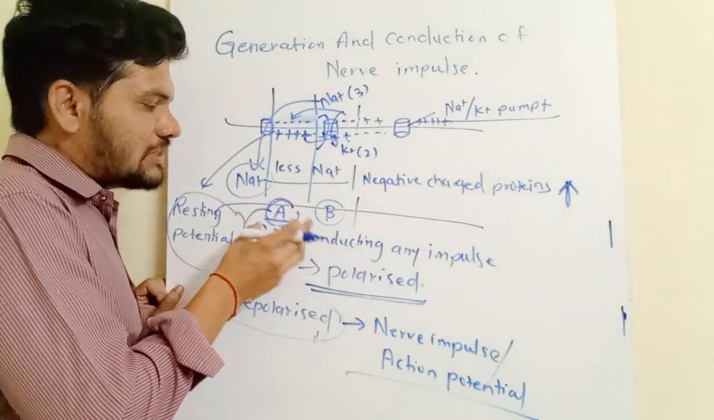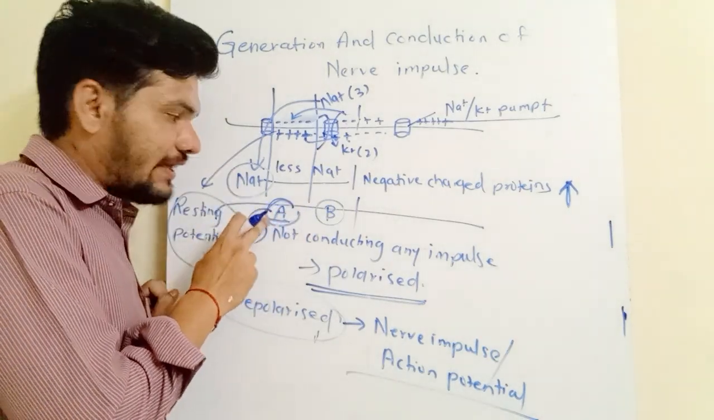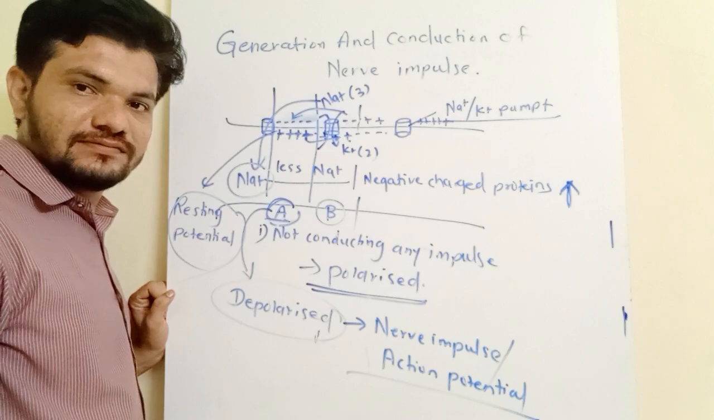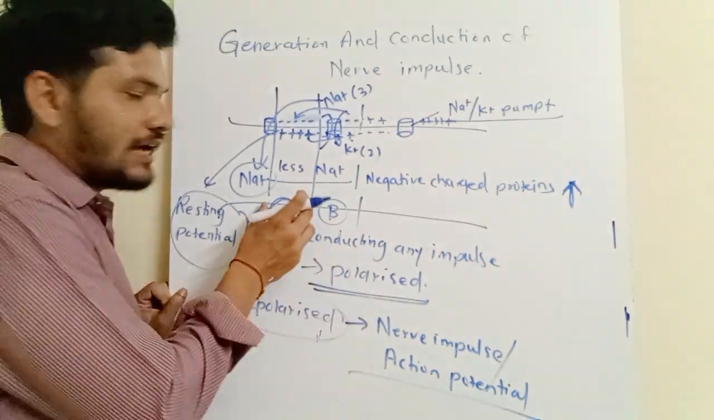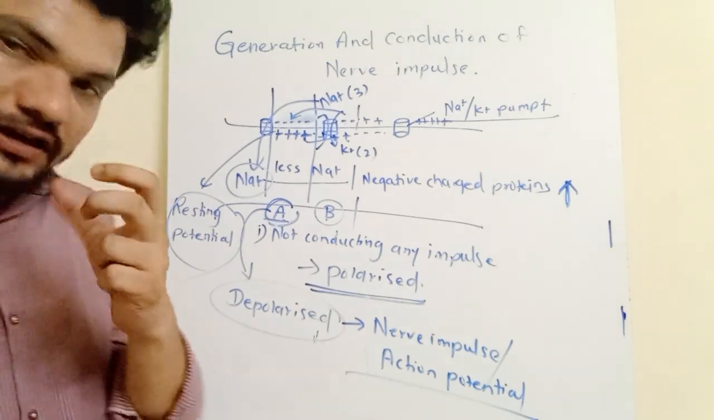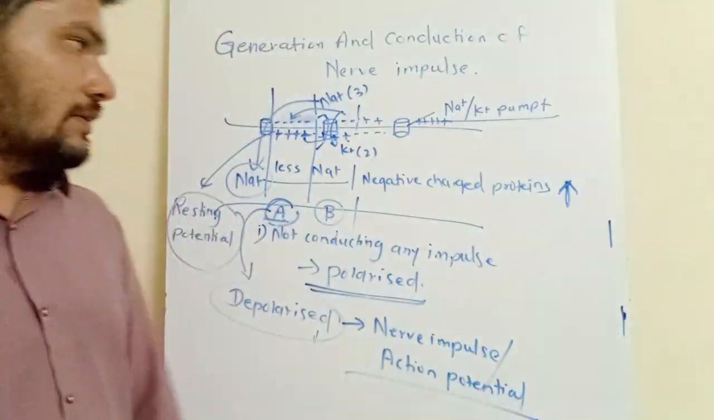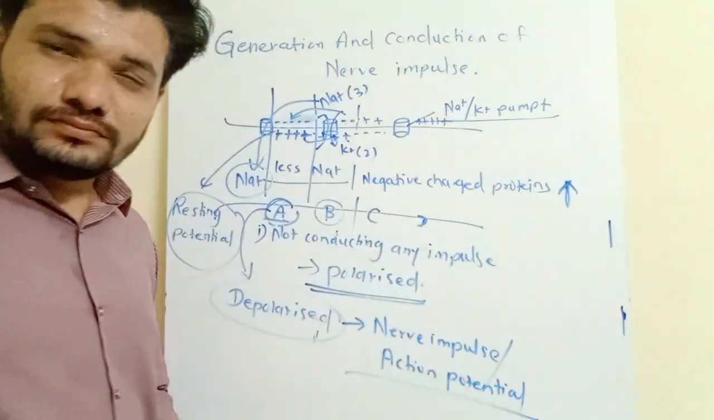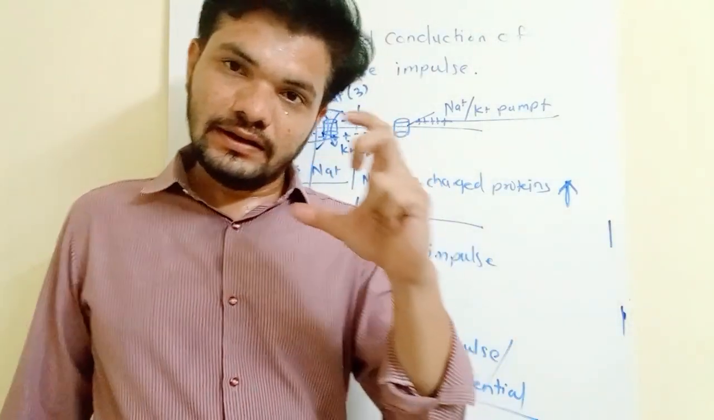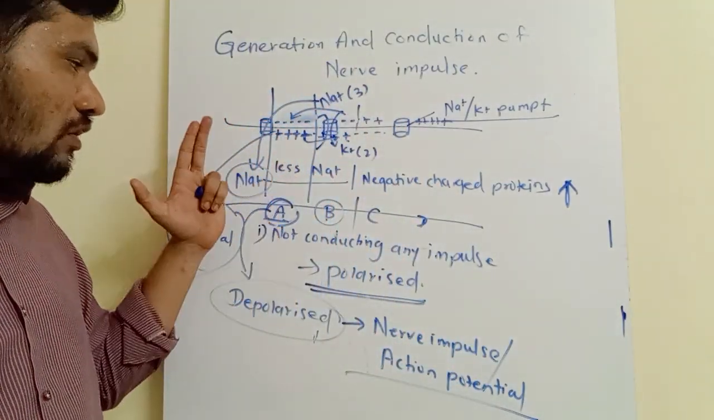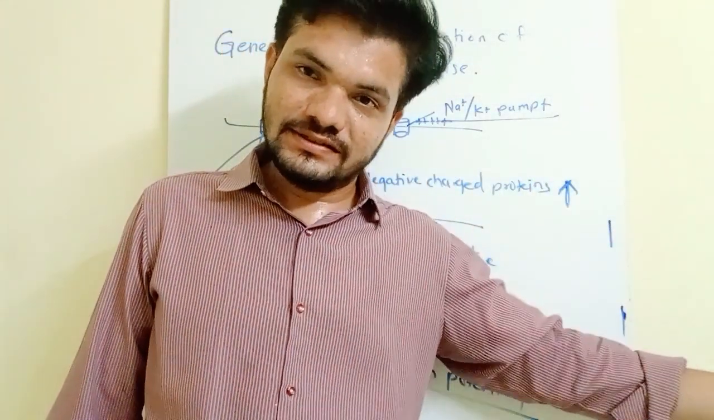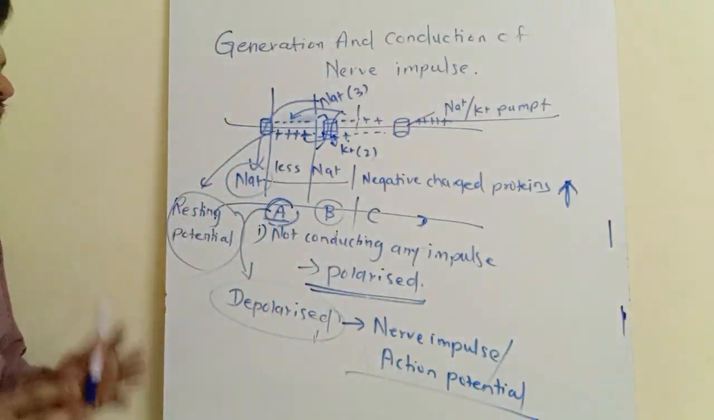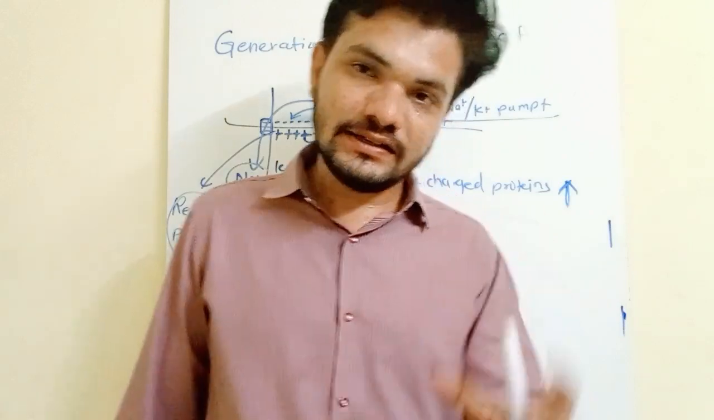So in this way the impulse which was initially generated at site A comes to site B because current is flowing in this direction. And this is how the nerve impulse comes from site A to site B, or nerve action potential comes from site A to site B. And simultaneously, the nerve impulse comes from B to site C and D and so on. So this is how the nerve impulse is transmitted from A to B to C, and the action potential transmits. So this is how the generation and the conduction of nerve impulse takes place inside the neuron.